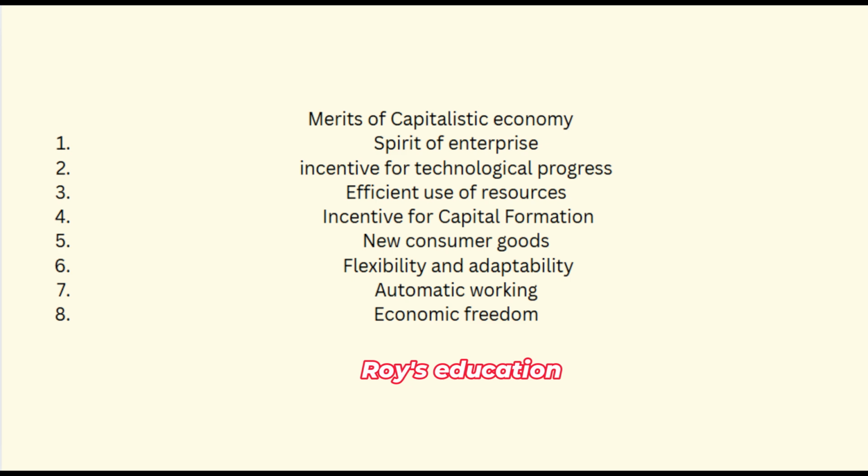Next point is automatic working. There is no planning body or central agency to take necessary economic decisions. It is the impersonal forces of the price mechanism which enable the capitalist economy to take all important decisions. Automatic functioning of the price mechanism in a capitalist economy helps the producer to solve the basic problems of what to produce, how to produce, and also for whom to produce.